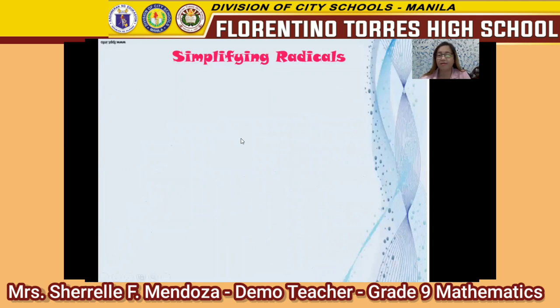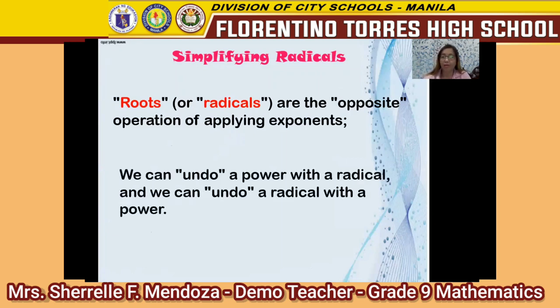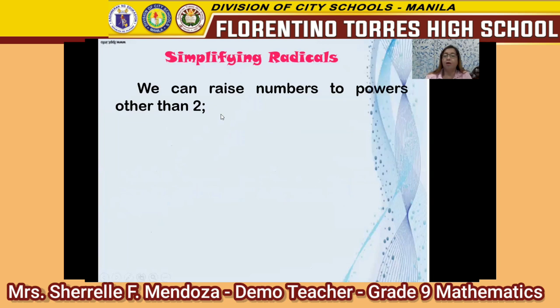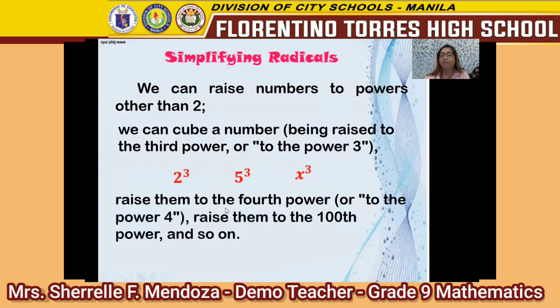What are radicals? Roots or radicals are the opposite operation of applying exponents. We can undo a power with a radical, and we can undo a radical with a power. We can raise numbers to powers other than 2. For example, we can cube a number, raising it to the third power: 2 cubed, 5 cubed, x cubed. Or raise them to the fourth power, or even the 100th power: a to the fourth, y to the fourth, m to the 100th power.